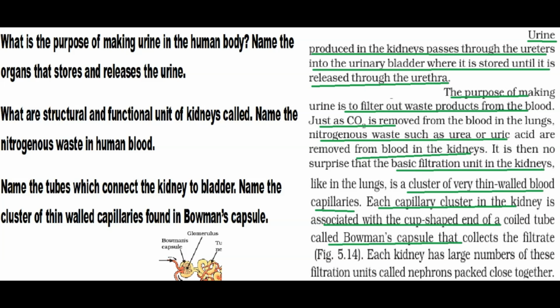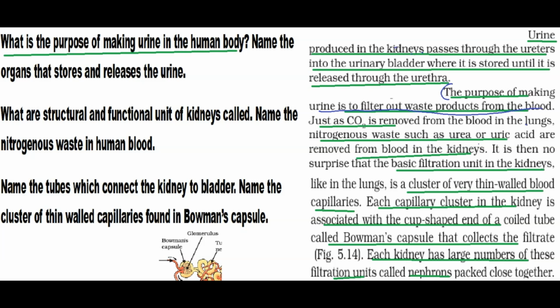Each capillary cluster in the kidney is associated with the cup-shaped end of a coiled tube called Bowman's capsule that collects the filtrate. Each kidney has large number of these filtration units called nephrons packed close together. Now we'll start answering the questions that is related to these paragraphs. First question: what is the purpose of making urine in the human body? The purpose of making urine is to filter out waste products from the blood.